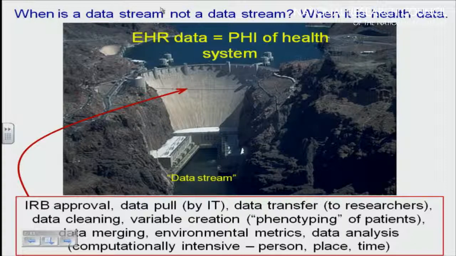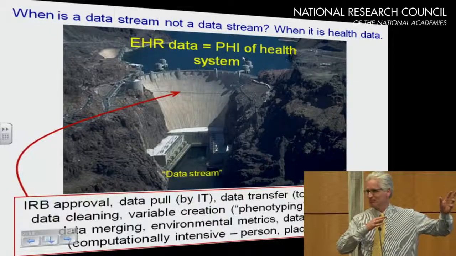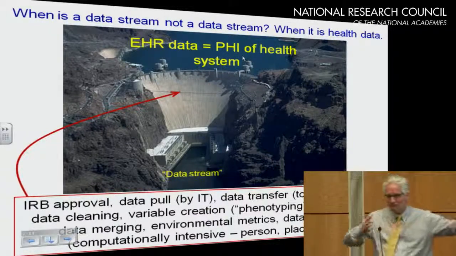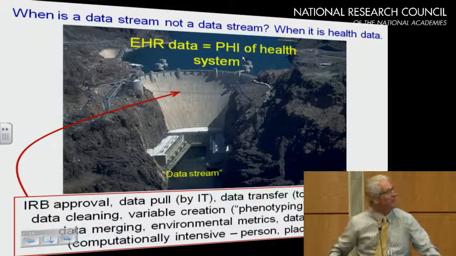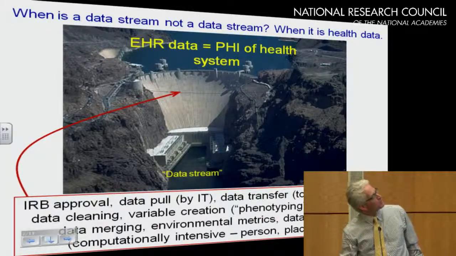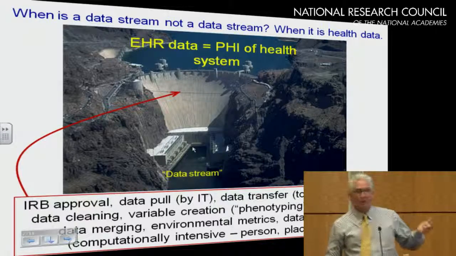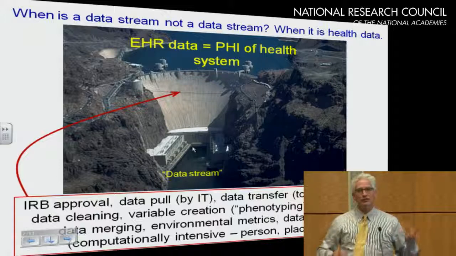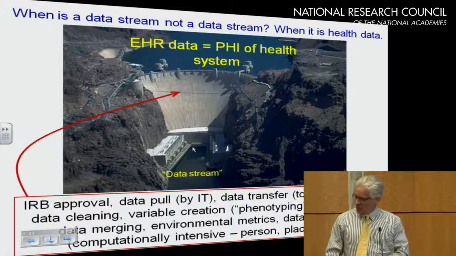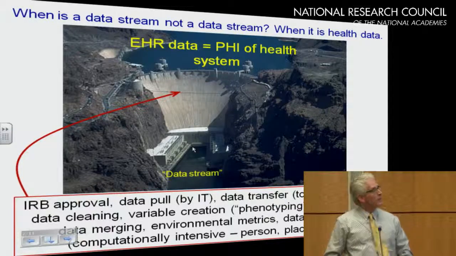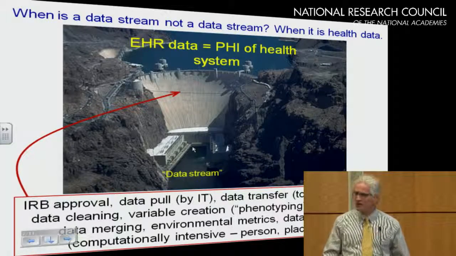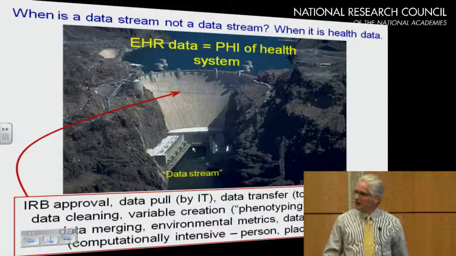Look over there. All those data over there is the, what's this thing behind the Hoover Dam? What's the name of that? Lake Mead? A lot of data over there, very deep, but a little trickle comes out over here. You need IRB approval, you need a data pull by the IT group, you need data transfer to me by secure FTP, you need data cleaning, variable creation, what we call the phenotyping of patients, data merging, linking to environmental metrics.